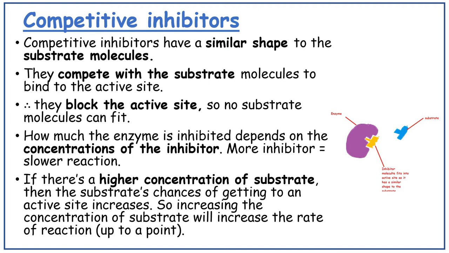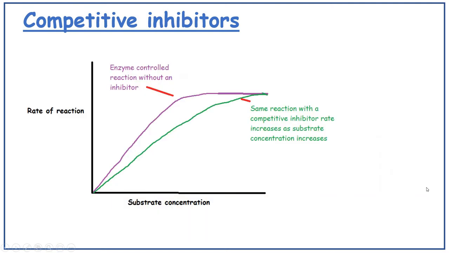If there's a higher concentration of substrate, then the substrate's chance of getting to an active site increases. So increasing the concentration of substrate will increase the rate of reaction up to a certain point. So you can see here that this is without an inhibitor, but then this is with the inhibitor, but as you increase substrate concentration, the effect of the inhibitor comes less and less.